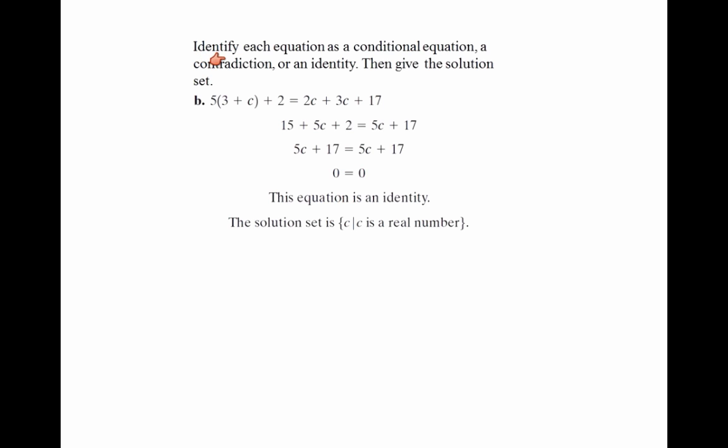Another example. Identify each equation as a conditional equation, contradiction, or identity. We distribute the 5, combine like terms. At the end, we get 0 is equal to 0, so that would be an example of an identity. I can write the solution set using brackets, x such that x is all real numbers. It's a fancy way to write the solution.